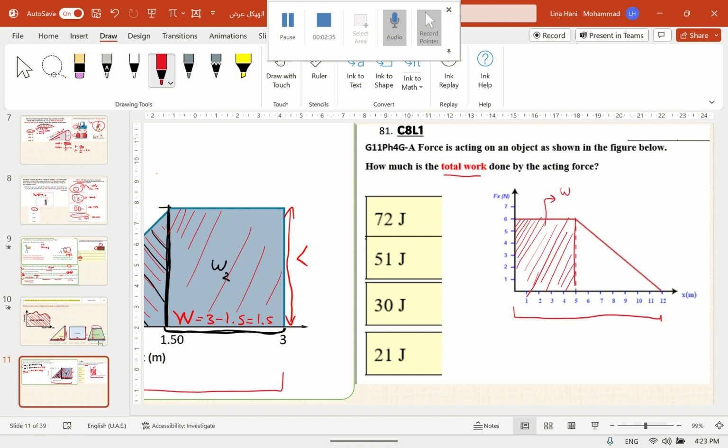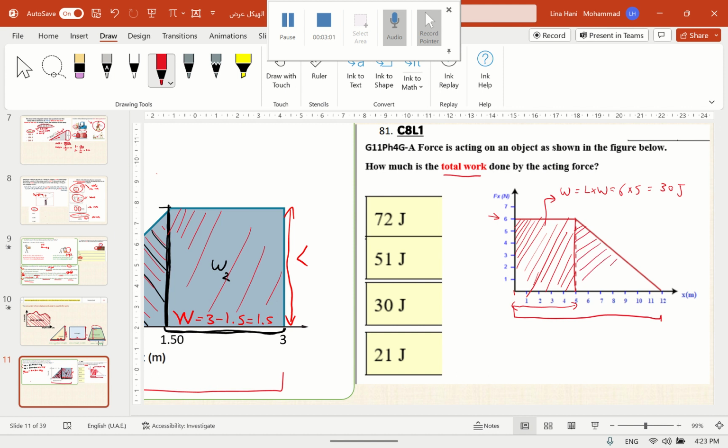The work done in the first period, in the first displacement from 0 to 5, is equal to the area of this rectangle, which is length times width. The length of the rectangle is 6 and its width you can see is 5. 6 times 5, that's 30 joules.